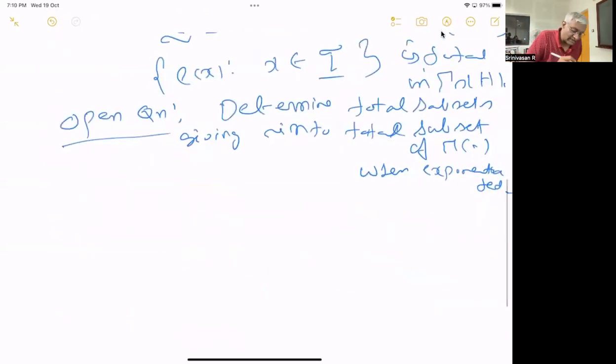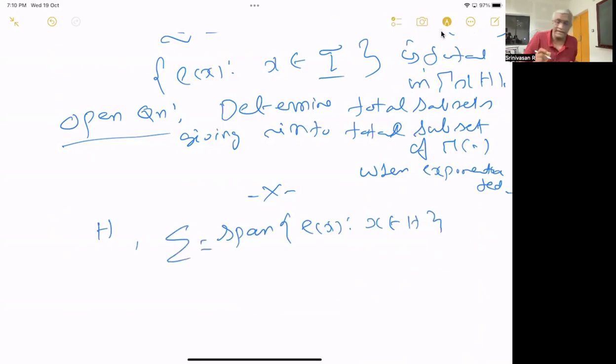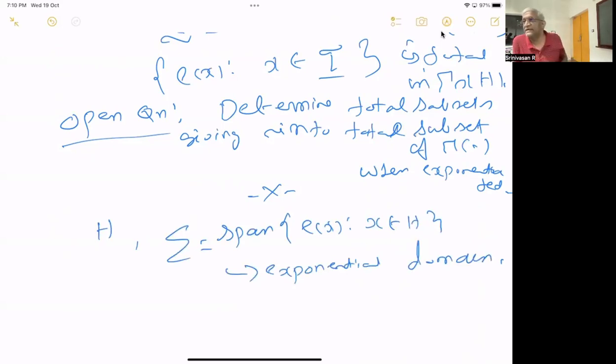Anyway, now let us define things, but we will deal with the exponentials of H itself. Only later, when we want to define unbounded operators, do we have to take a particular domain. Now here we can take any exponential domain. So we have H, then the span, not the closure, of all E of X, X in H. I am calling this script T. This is what is called the exponential domain. So we know this exponential domain is total; I mean, it's dense, since I have taken the span.